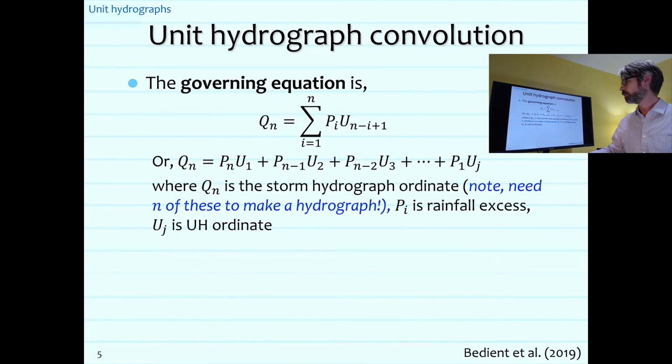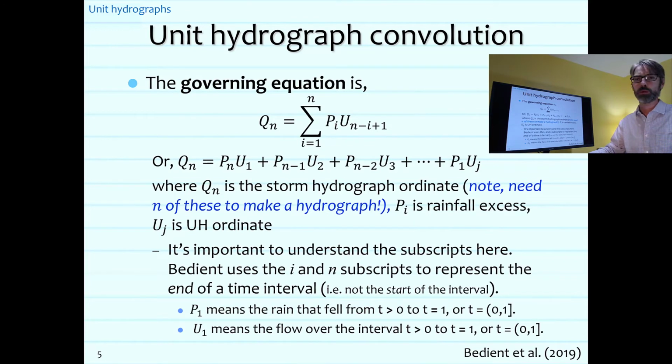Pi is the rainfall excess, so remember I have to subtract the infiltration, and Uj is the unit hydrograph ordinate, or the value you'd read off the chart. A few important points. It's important to understand the subscripts here. Bedient uses the I and the N subscripts to represent the end of a time interval. In other words, not the start of the interval.